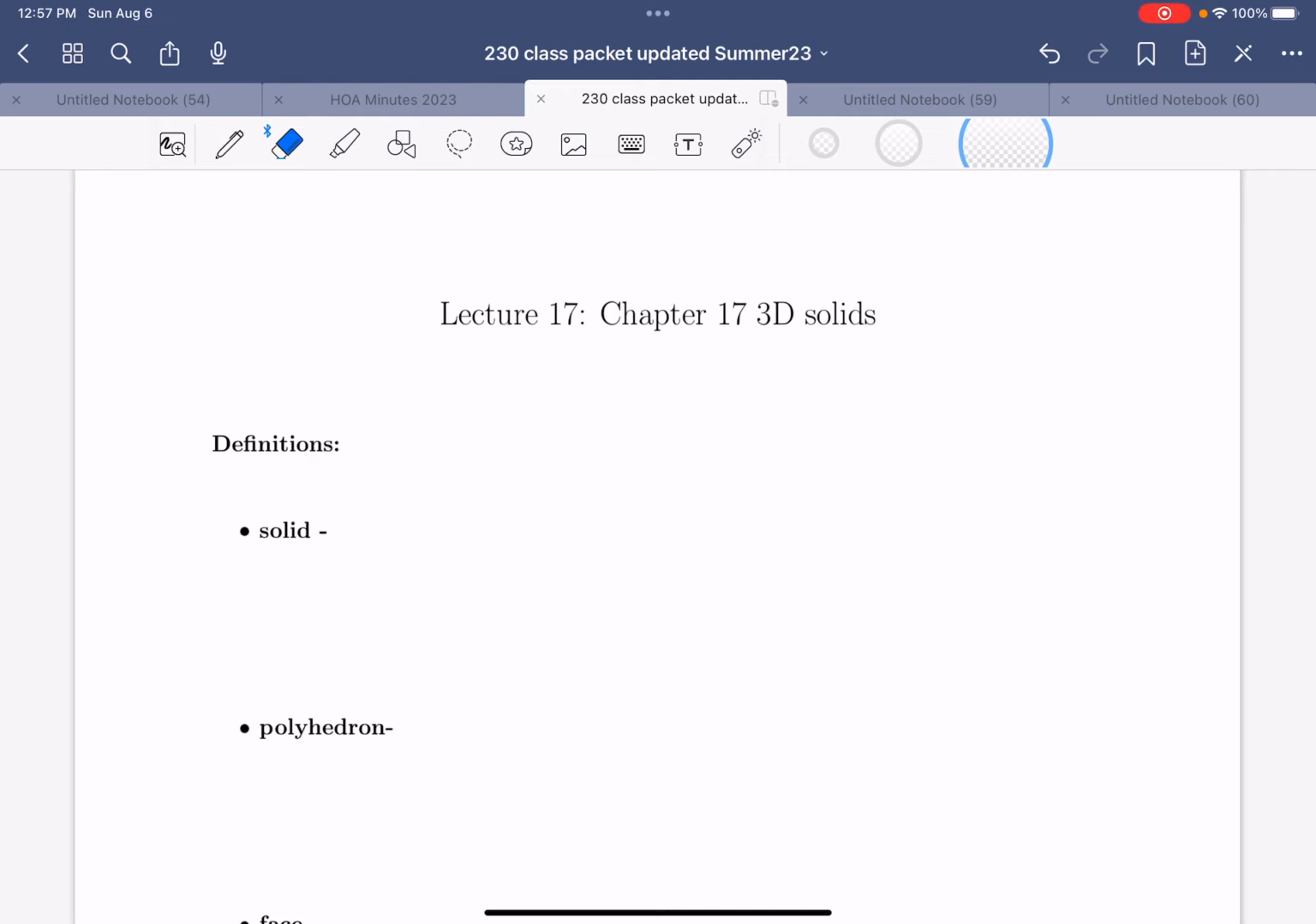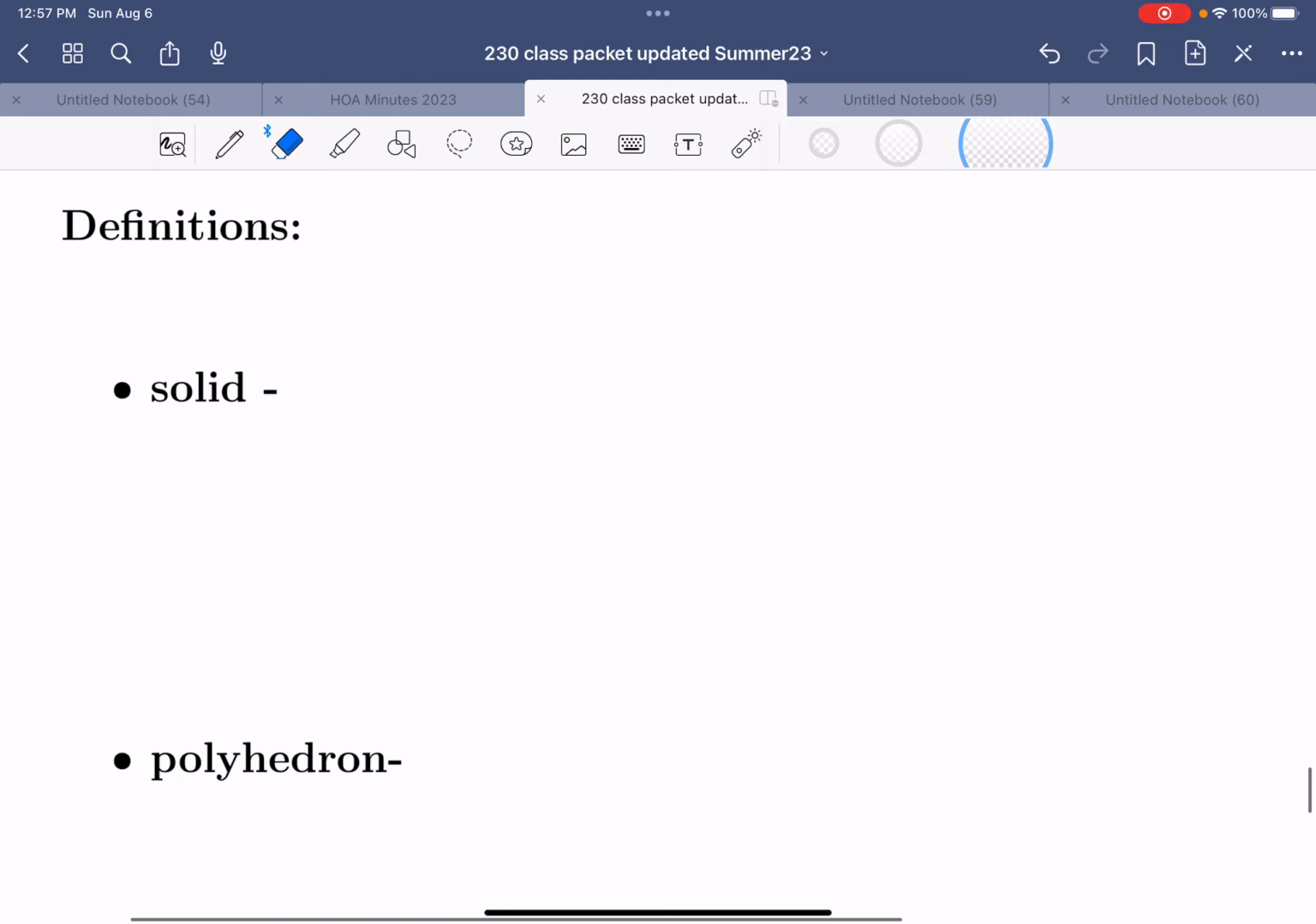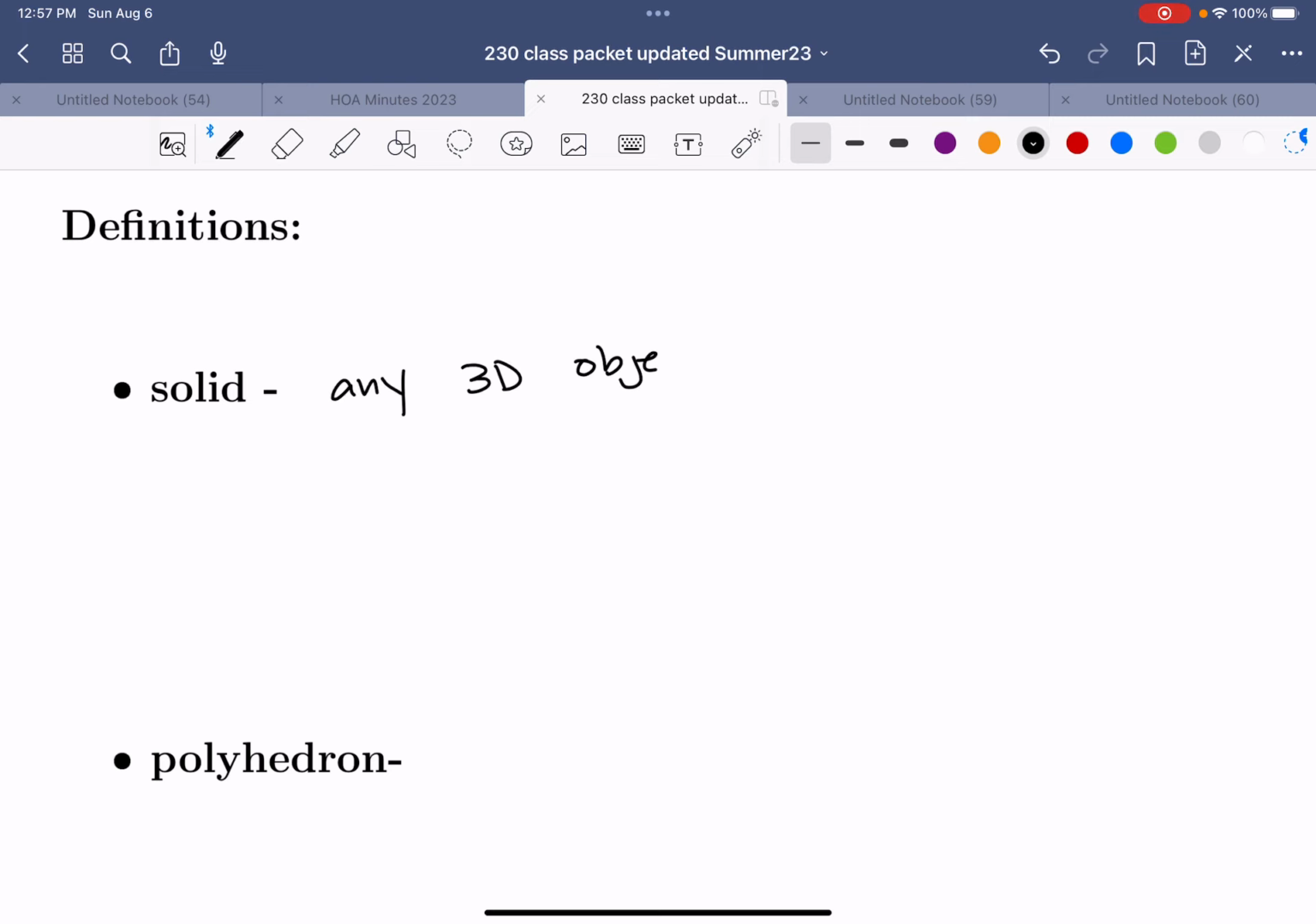Okay, so when we start to talk about 3D objects, we want to first talk about some definitions. So the first thing we're going to talk about is a solid, and a solid just references any kind of three-dimensional object or shape. So this is any 3D object or shape. Okay, so a generic term for something 3D.